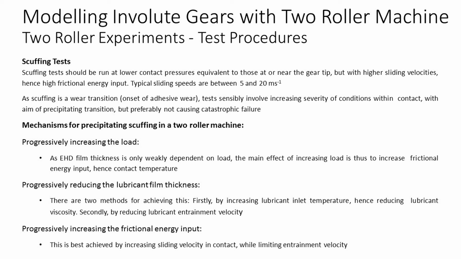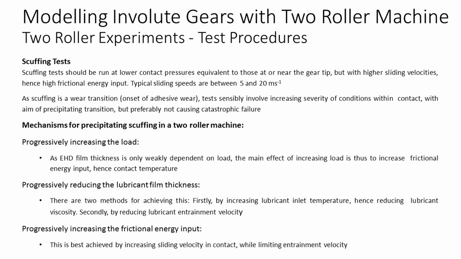There are various mechanisms for precipitating scuffing in two-roller machines. Firstly, what about progressively increasing the load? As the EHD film thickness is only weakly dependent on load, the main effect of increasing load is thus to increase the frictional energy input, hence contact temperature.